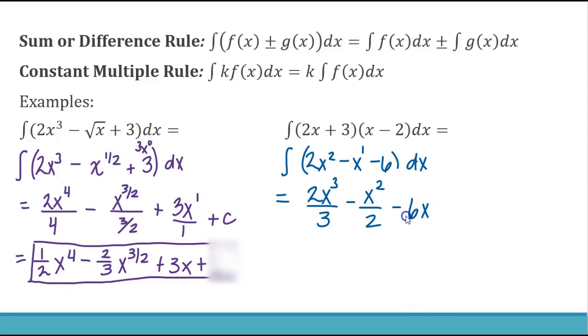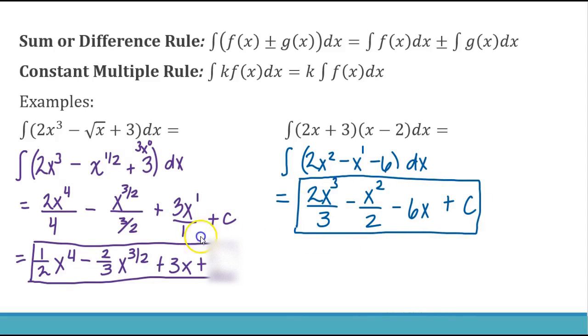So if we think about that, the derivative of negative 6x is negative 6. And then plus c. And in this example, there's really no simplifying that can be done. So this is my indefinite integral.